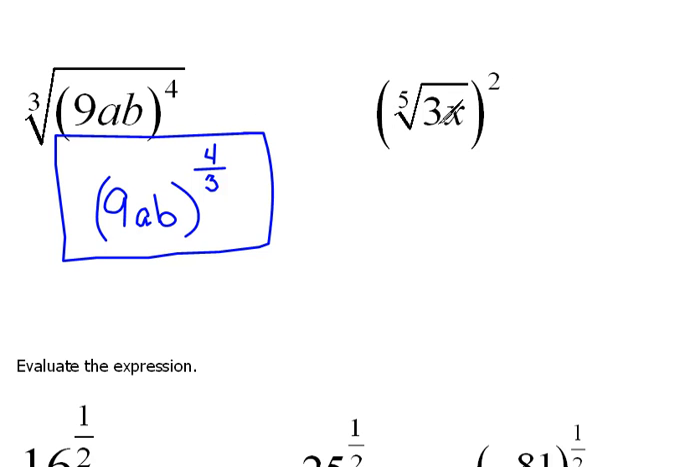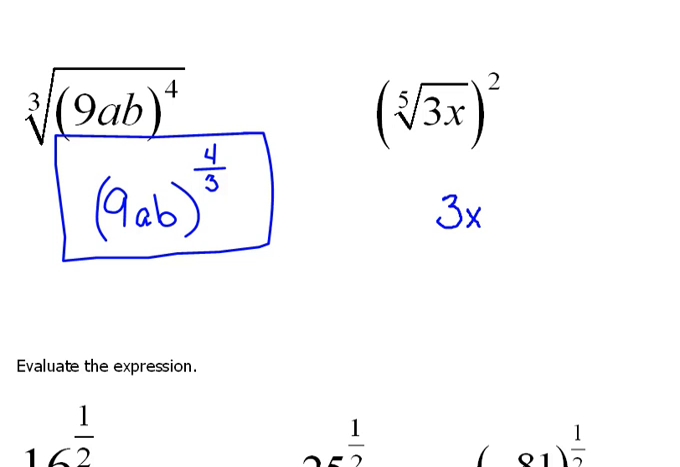Okay, last one here. Here we've got the 5th root of 3x, and that whole thing is being squared. This is what's really nice about this kind of notation: it doesn't matter whether we are squaring last or raising to the power first. This notation is always the same.